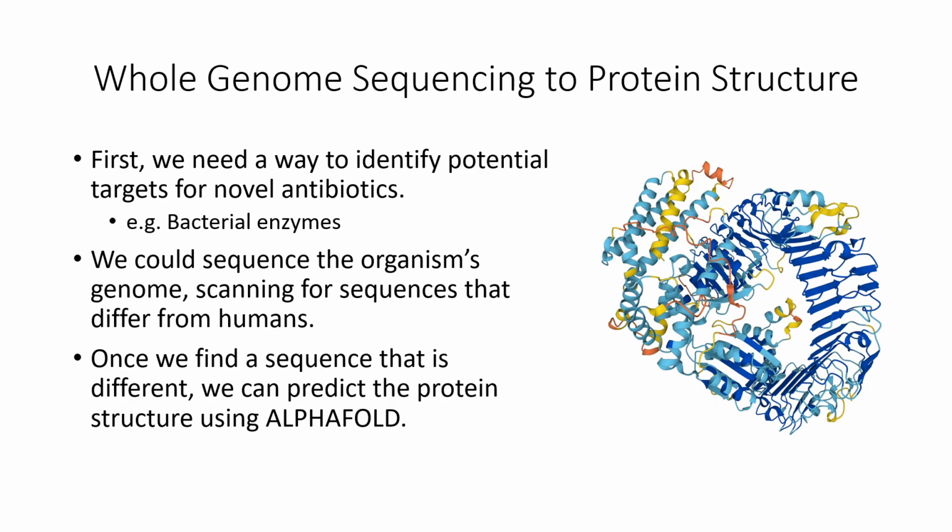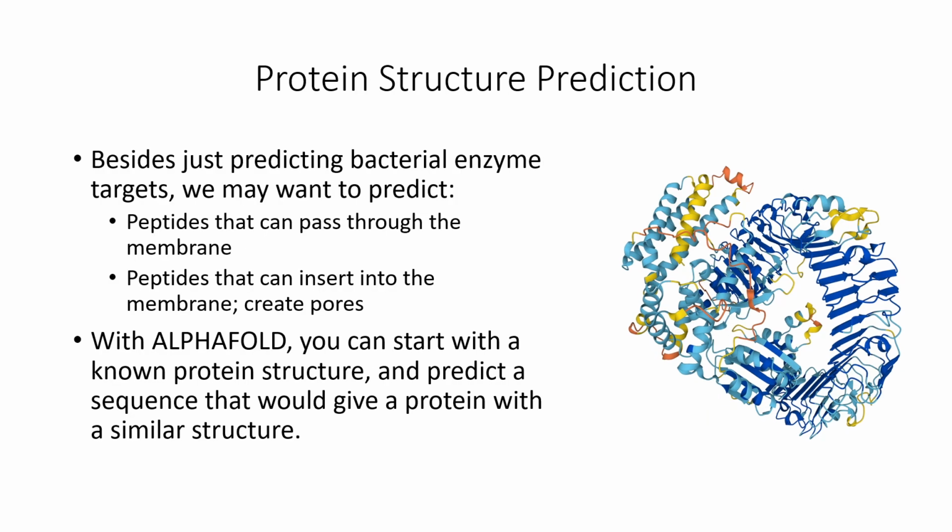And in 2021, researchers at Google developed a machine learning model called AlphaFold, which, as I explained earlier, can do just this. Aside from predicting bacterial enzyme targets, we may also want to predict the structures of different peptides that can pass through bacterial cell membranes or that can insert into the membrane and create pores like lipopeptides do. Knowing the structure of proteins that do these things, we could use a machine learning model like AlphaFold to predict novel peptides that have similar shapes and similar properties to known peptides.